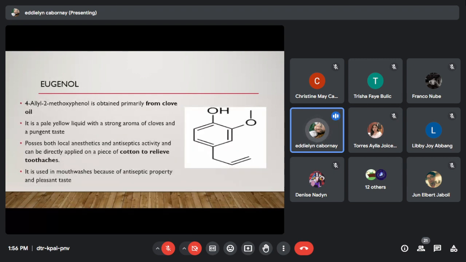We also have eugenol. It is obtained from clove oil. It is a pale yellow liquid with a strong aroma of cloves and a pungent taste. It possesses both local anesthetic and antiseptic activity and can be directly applied on a piece of cotton to relieve toothaches. You put the cotton on the aching tooth. It is used in mouthwashes because of its antiseptic property and pleasant taste.